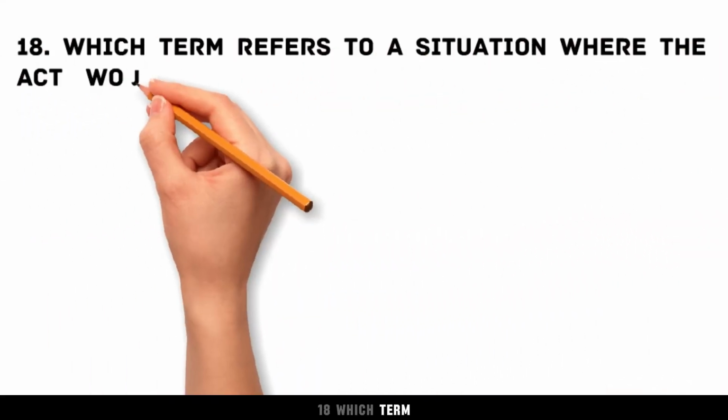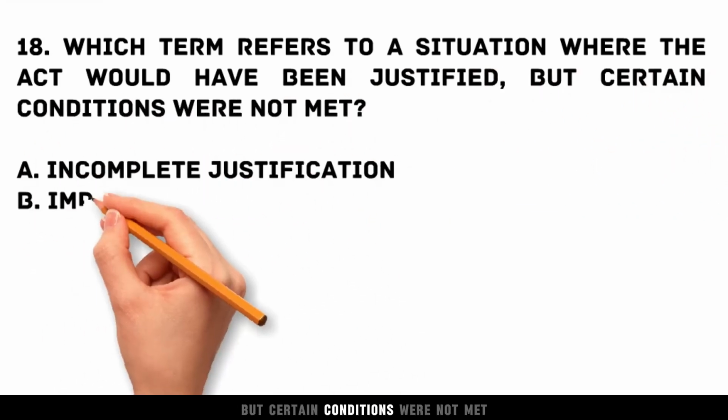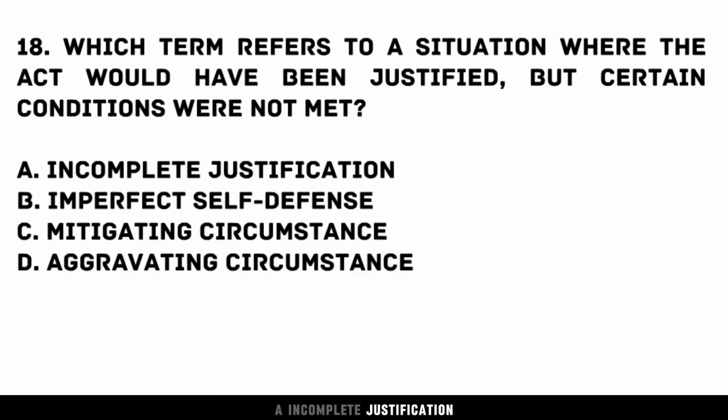18. Which term refers to a situation where the act would have been justified, but certain conditions were not met? A. Incomplete justification. B. Imperfect self-defense. C. Mitigating circumstance. D. Aggravating circumstance.